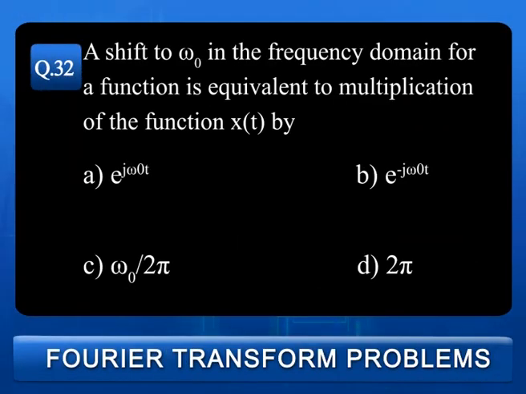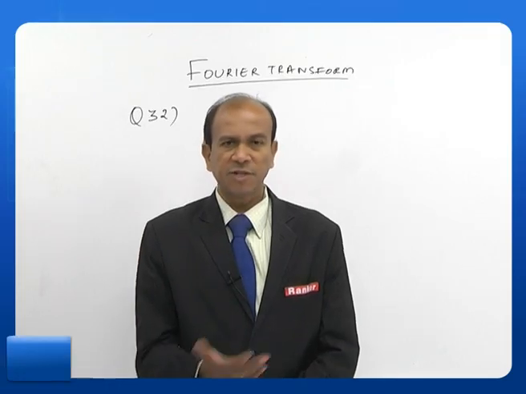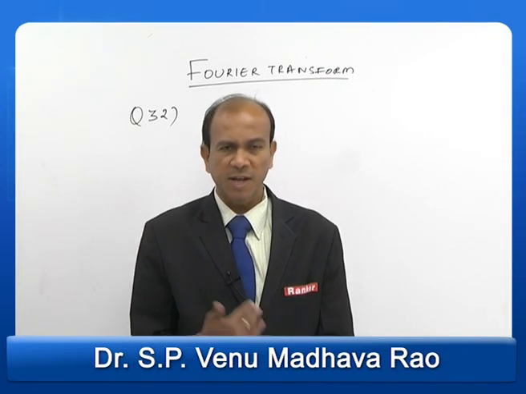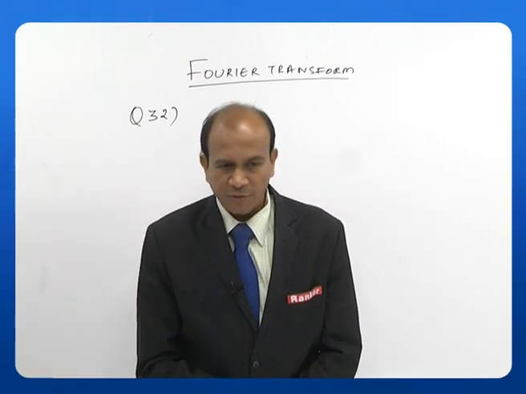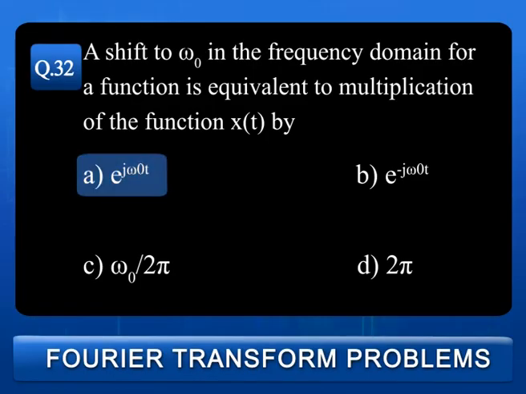32nd question is as follows. A shift to omega naught in the frequency domain for a function is equivalent to multiplication of the function x of t by: A, e to the power of j omega naught t; B, e to the power of minus j omega naught t; C, omega naught by 2 pi; and D, 2 pi. This is the frequency shifting property which we have to use. We are actually asking a question in frequency shifting property. The answer is A, that is e to the power of j omega naught t.